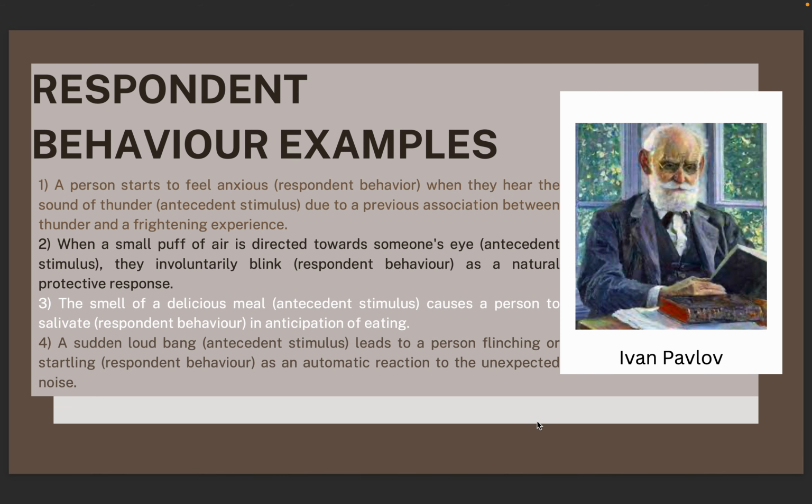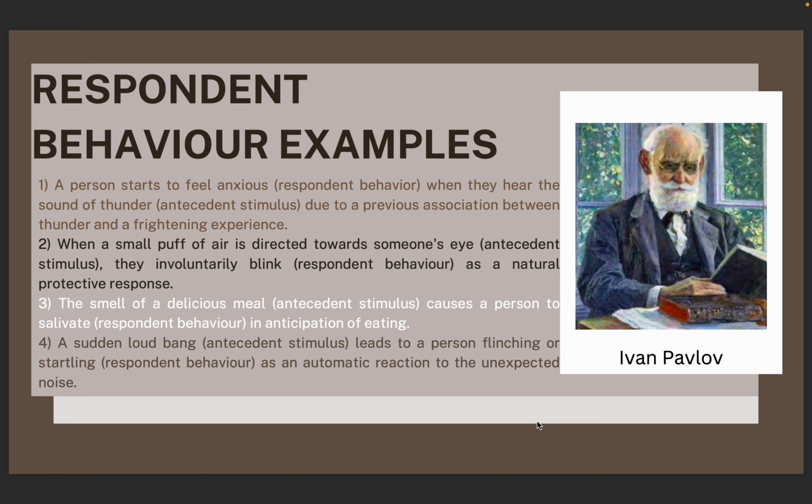So some examples would be a person that starts to feel anxious when they hear the sound of thunder due to a previous association between thunder and a frightening experience. In this case, anxious would be the respondent behavior, and the antecedent that was present would be the sound of thunder.